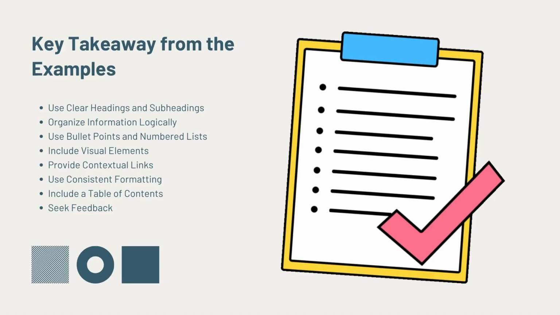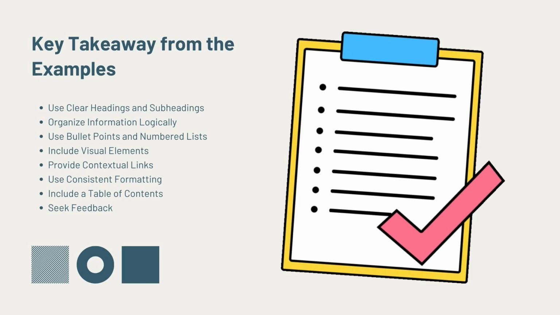So here are the key takeaways from the examples you've just seen, the Python documentation and the W3Schools documentation. Use clear headings and subheadings so that readers are able to navigate from one section to another. Organize information logically, starting from the most basic to the more advanced. That is so for tutorials and how-to guides. Then use bullet points or numbered lists wherever possible. Include visual elements where necessary, and then provide links, maybe internal links or even external links, that would refer the reader somewhere to understand a specific thing more.